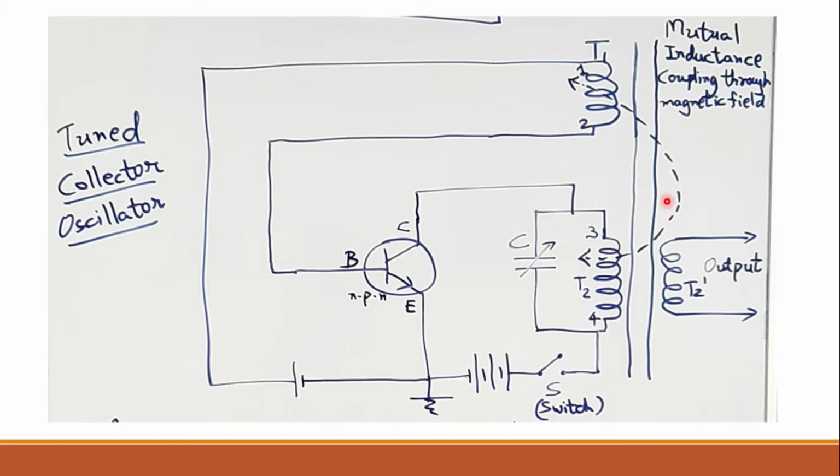So let us understand the circuit diagram of transistor as an oscillator. So this circuit shows transistor as an oscillator. So you know this is an NPN transistor, so this will be the arrow that will be pointing towards the common emitter.